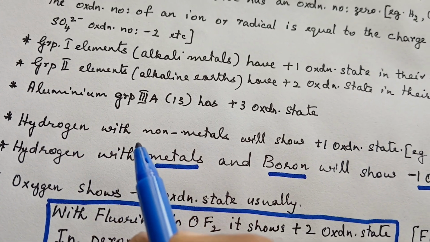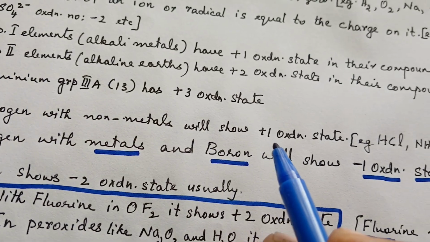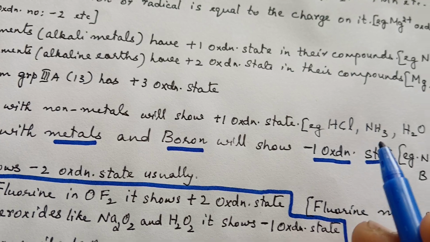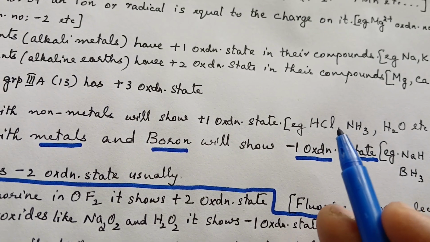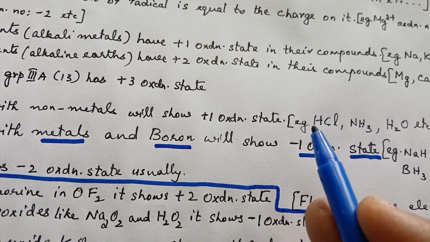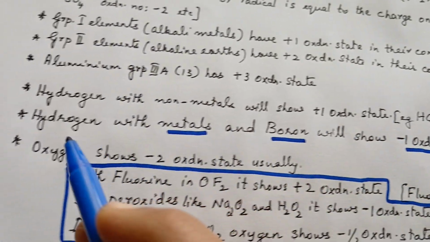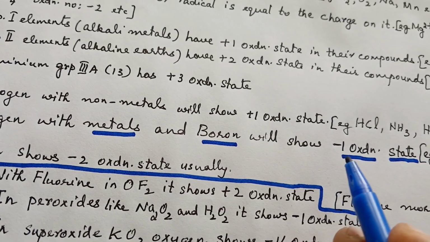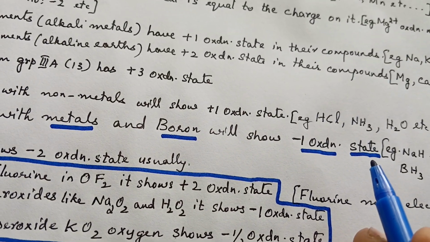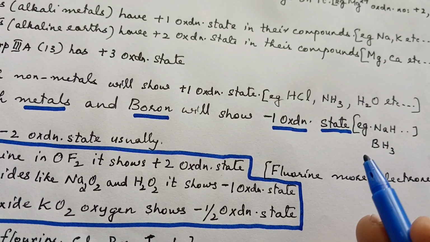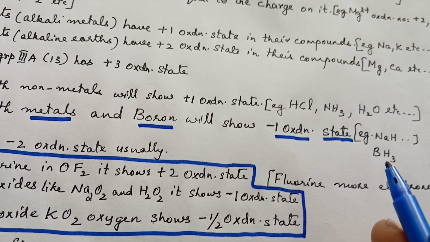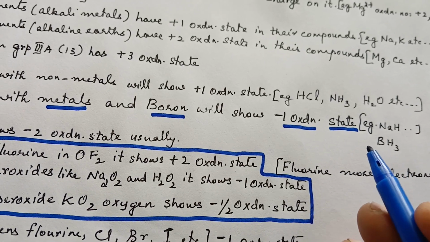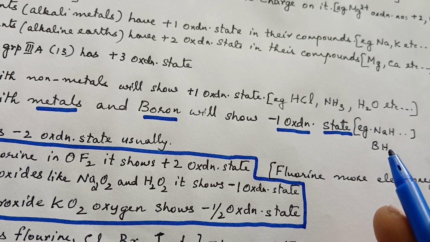Hydrogen with non-metals will show +1 oxidation state. Example, in HCl, NH3, H2O, etc., we can take the oxidation state of hydrogen as +1. Hydrogen with metals and boron will show -1 oxidation state, like metal hydrides, sodium hydride, boron hydride. Boron is another, BH3. Here all hydrogen will show -1 oxidation state.